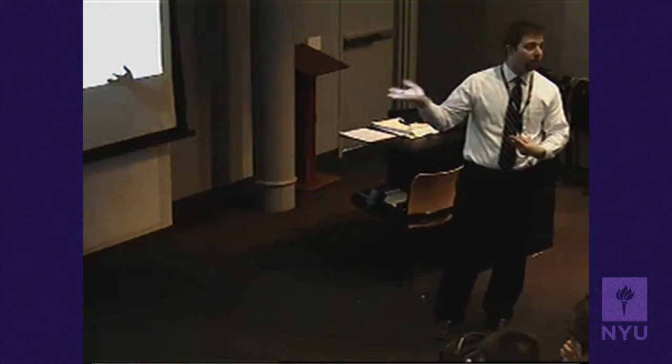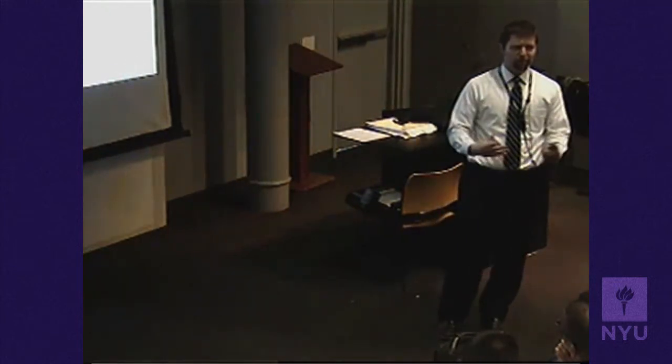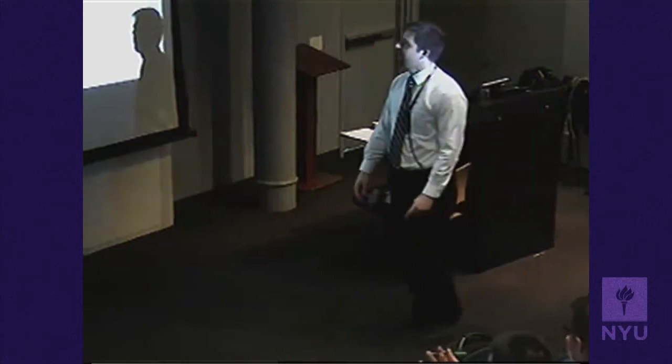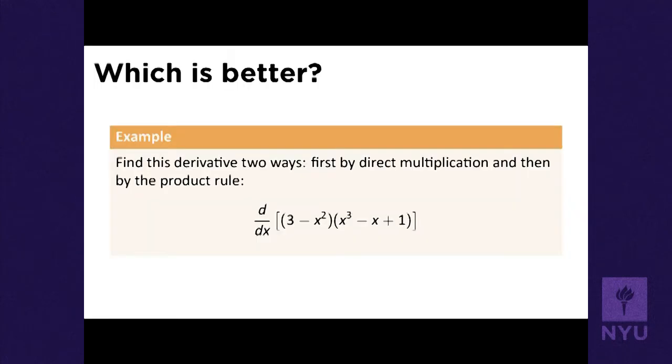Make sense? Okay, now that's not a very useful application of the product rule because we wouldn't want to do a polynomial like that by factoring it as x times x squared. Instead, we might try it on other examples such as this one. Here's a nasty product of polynomials. 3 minus x squared times x cubed minus x plus 1.